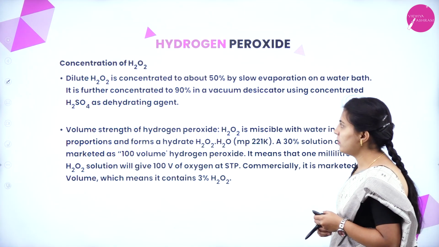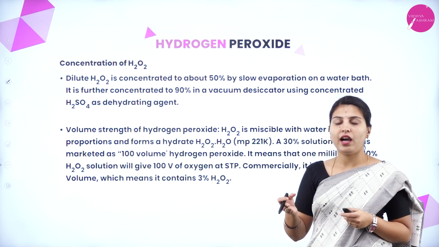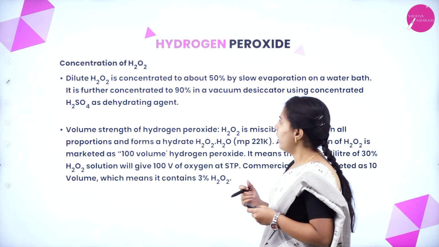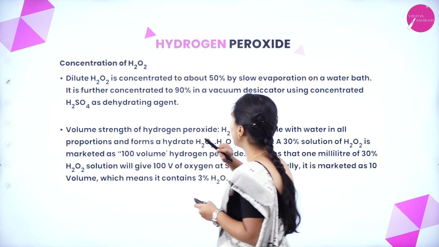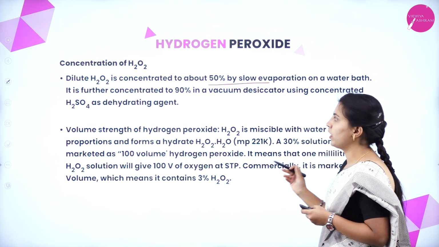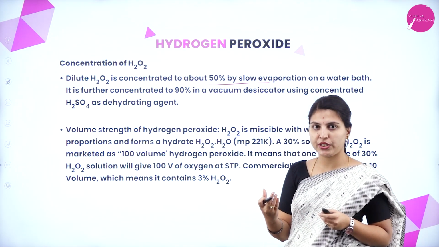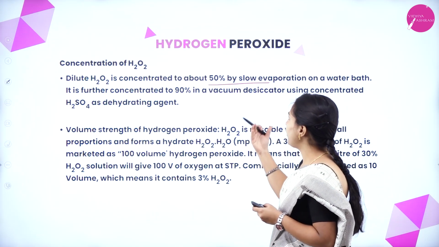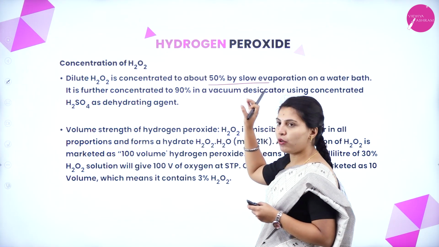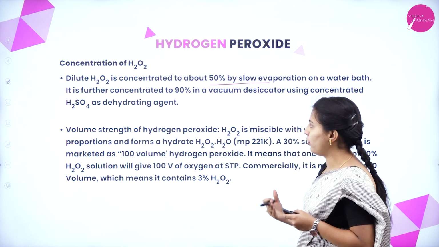Next one, concentration of hydrogen peroxide. How will it be concentrated, how will it be used. Dilute H2O2 is concentrated to about 50% by slow evaporation on a water bath. Whatever dilute hydrogen peroxide has been taken from the preparation will be kept in a water bath, which will be around 50%, and it will increase by slow evaporation.